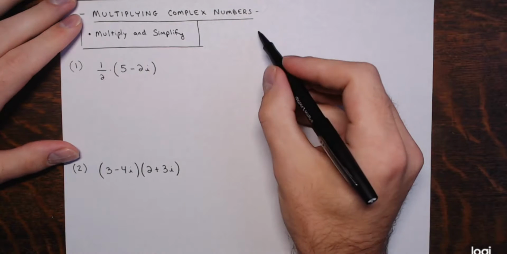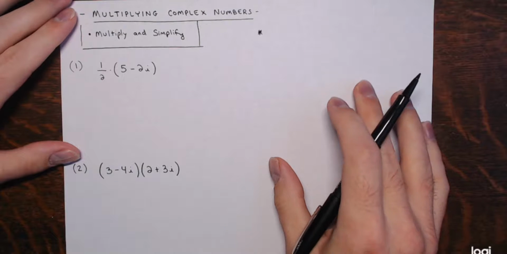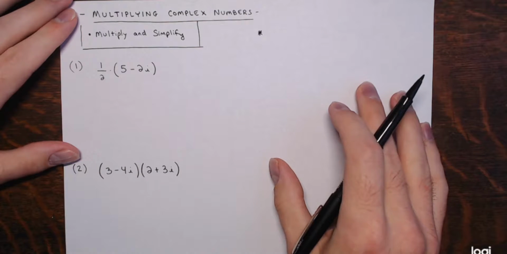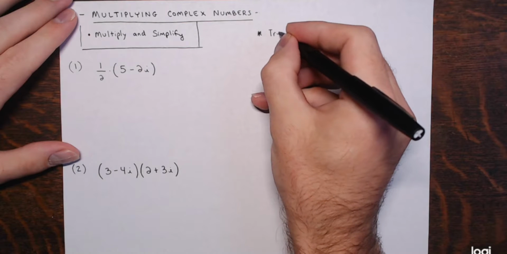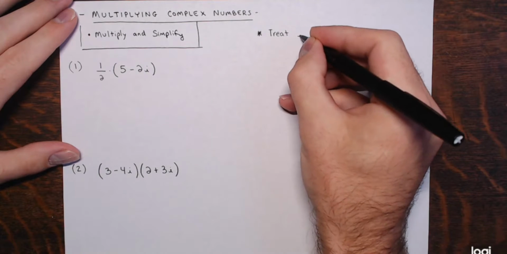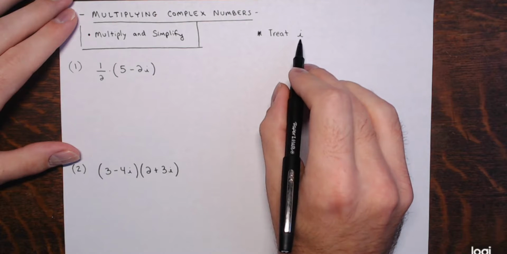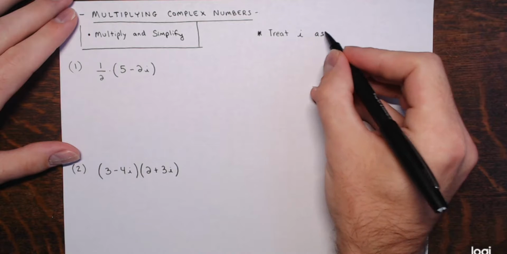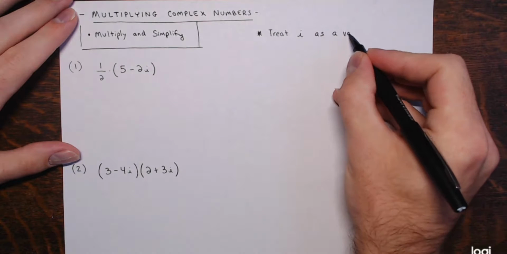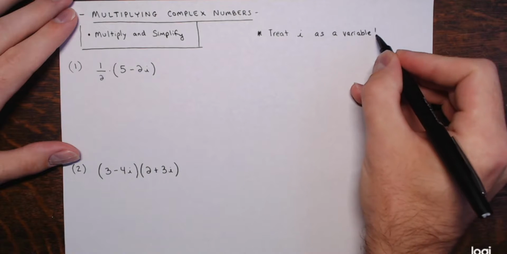Alright, so one of my tips for you to start this, and I also said this in the adding and subtracting complex numbers video, is treat the imaginary unit. Remember i was the principal square root of -1. Treat it as a variable, even though it is not. Right, treat it as a variable.